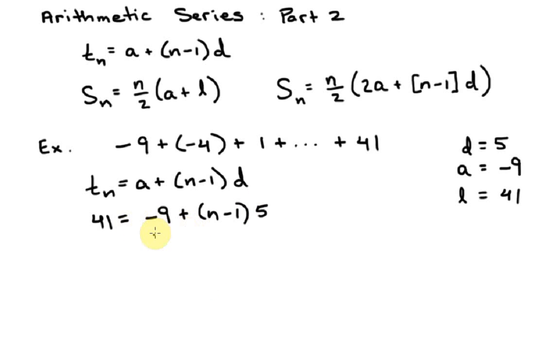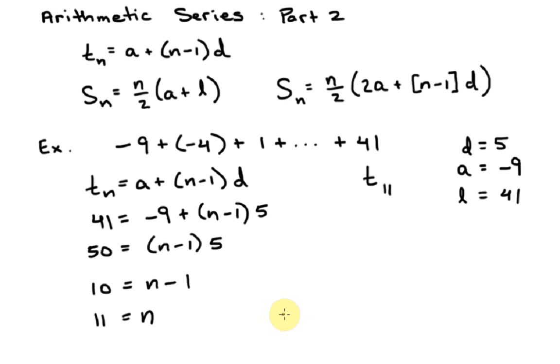I'm going to add 9 over to the other side. Then I'm going to take what's left here, and I think I'm going to get rid of the 5 here. I could just divide it into the 50. So I think that's going to be the least amount of work. And that leaves me with n minus 1, and I'm just going to add the 1 over. So it turns out that 41 here is term 11. Well, that's awesome. Now I know what n is.